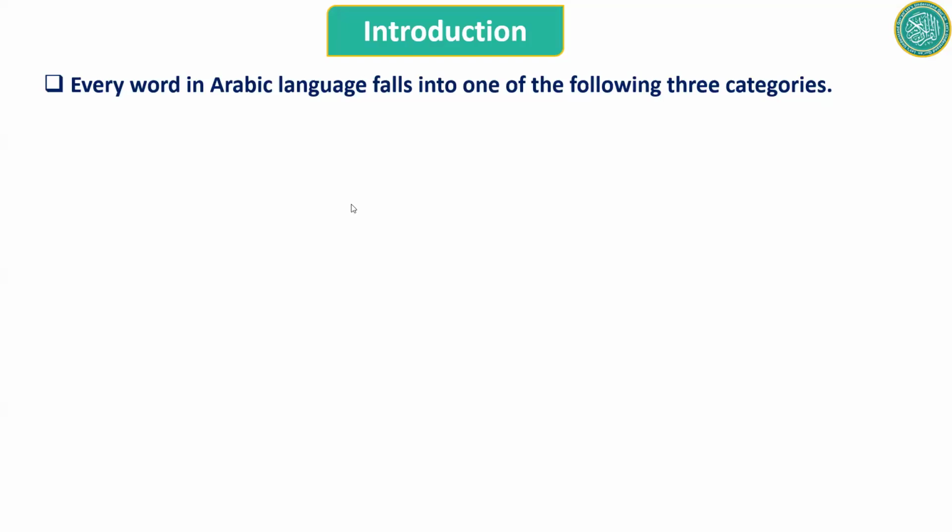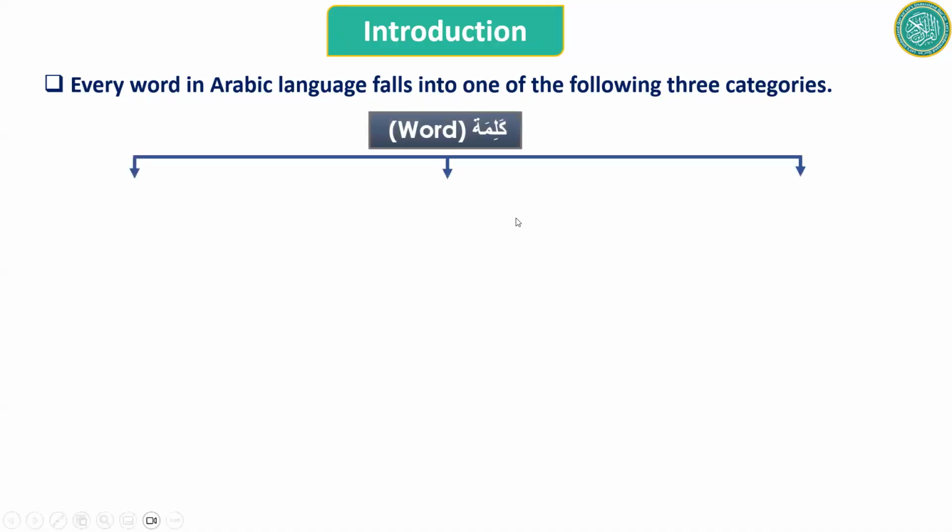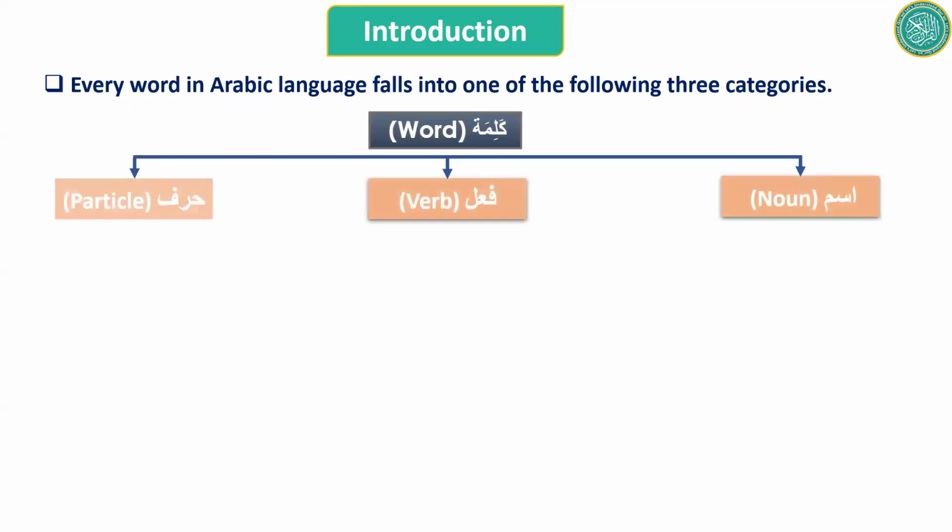every word in Arabic language will fall into one of three categories. There is no fourth category, okay? Only three. And as you saw them before, ism, fail, and harf. These are the three categories. I know they can be translated into English as noun, verb, and particle. But for this class, I would suggest that we use the Arabic terms, ism, fail, and harf.